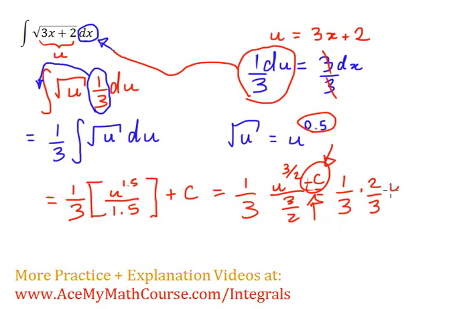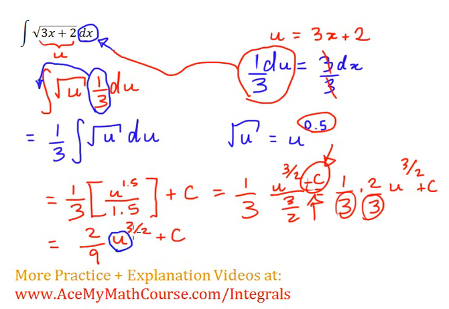So we still have u to the power of 3 over 2. So 1 times 2 is 2. 3 times 3 is 9. So we have 2 over 9 u to the power of 3 over 2. Oh, I forgot the c again. Wow. And now we're almost done. All we need to do is finally replace the u for 3x plus 2.